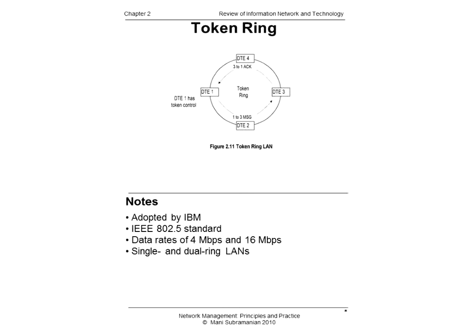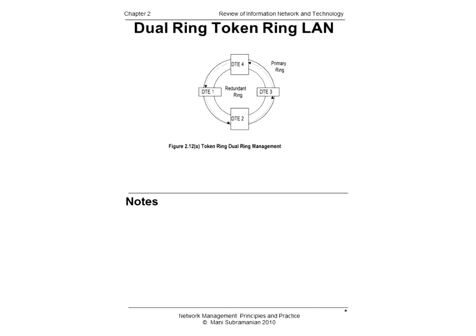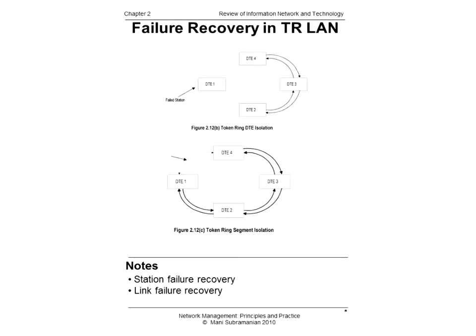This is the token ring, which was adopted by IBM, that is International Business Machines. It is based on the IEEE 802.5 standard. The data rate of token ring local area network is 4 megabits per second and 16 megabits per second. And here we have single LANs also and dual token ring LANs also. This is the dual ring local area network.